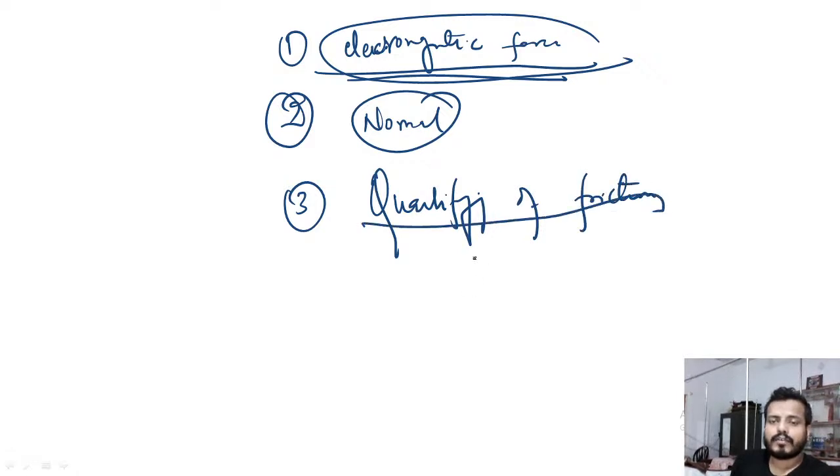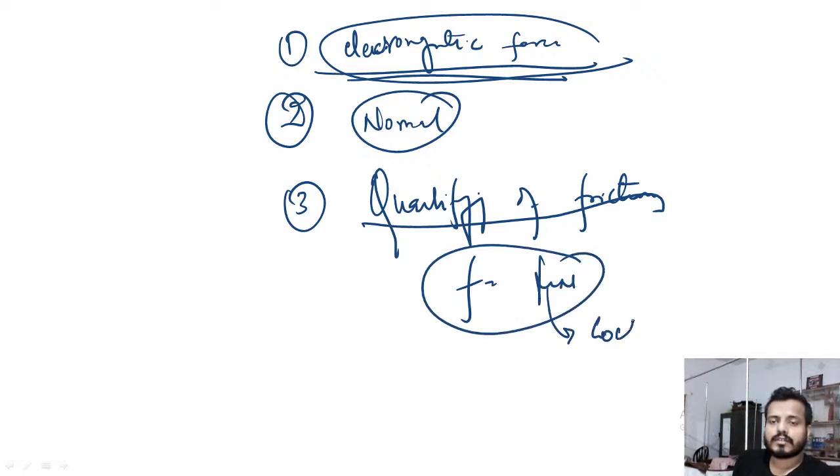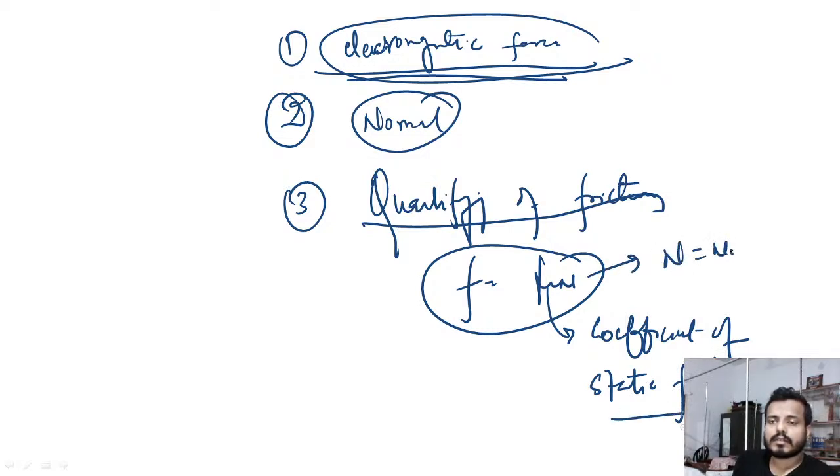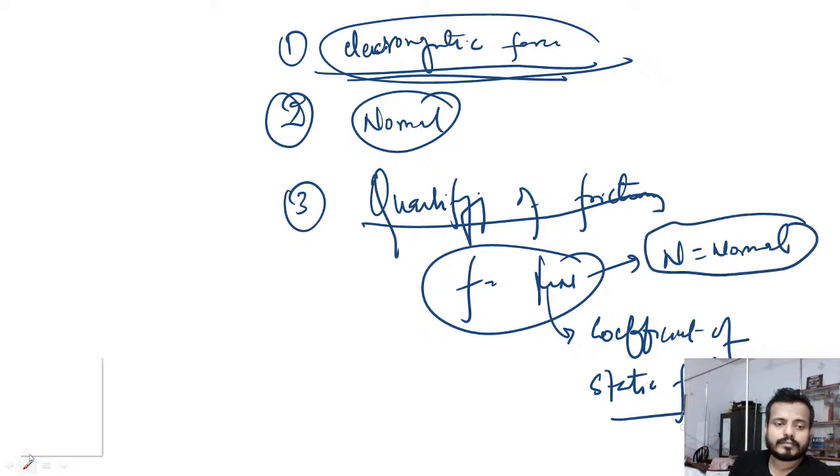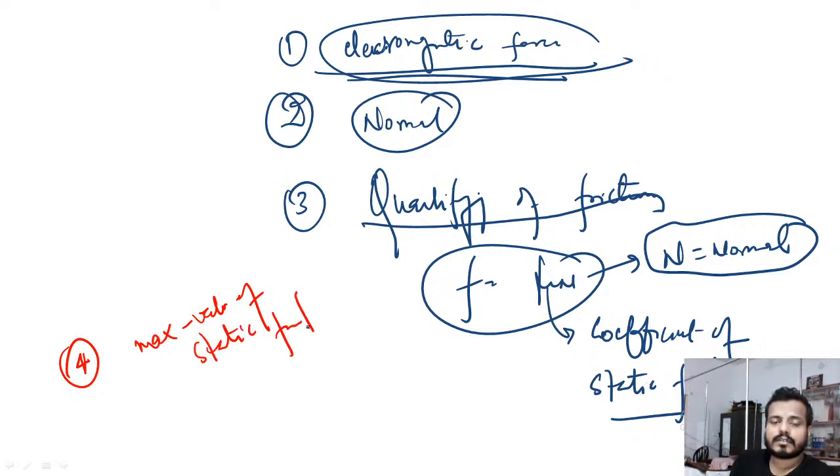So what is the quantifying of friction? Friction is mu into N. Mu is the coefficient of static friction, and N is the normal. And fourth, we learned that there is a maximum value of static friction, which applies when sliding is not there.